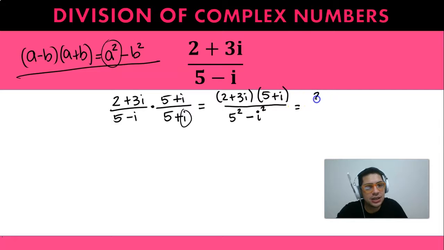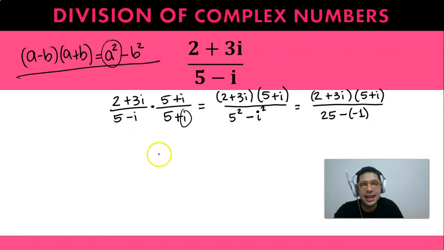So in this case, we're going to get 2 plus 3i multiplied by 5 plus i, and that is going to be divided by 5 to the power of 2, which is 25, and minus i to the power of 2, which is minus 1. Now, when we do this, guys, we can actually solve it. So we have 2 plus 3i multiplied by 5 plus i. And then we're going to divide that by 25 minus minus 1, which is 25 plus 1, which is 26.